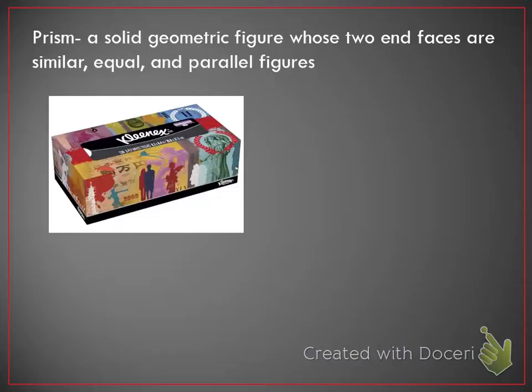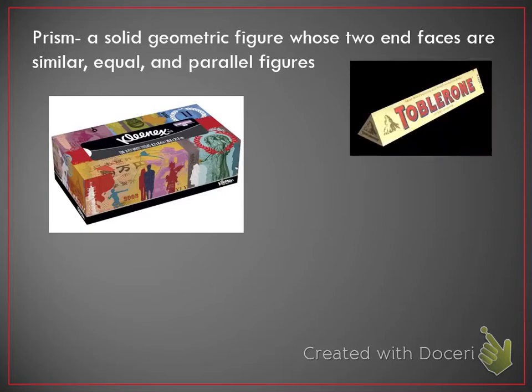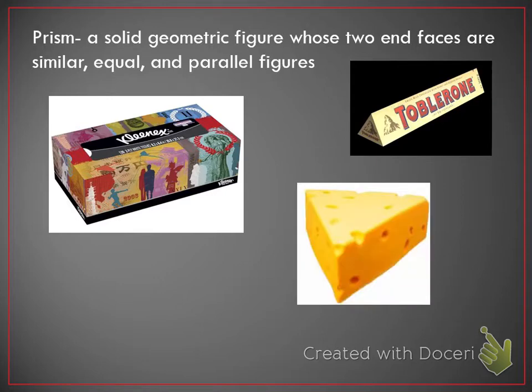A prism, we've talked about it. What kind of prism is this? Rectangular. What kind of prism is that? Triangular. What kind of prism is that? It's also triangular. Okay? So what you would do is you would identify the base, find the area of the base, and then multiply it times the height on each and every one of these. Even though they're different shapes, it is the same process.